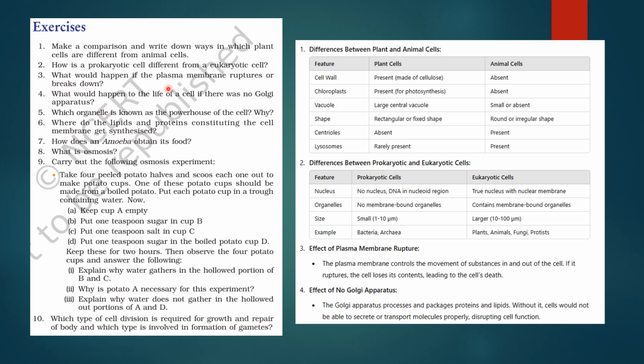Next is what will happen if plasma membrane ruptures or breaks down. तो क्या होगा जी, plasma membrane in and out substances को move कराती है cell से, ठीक है। तो अगर ये rupture हो गई तो cell will lose its contents, तो क्या होगा, cell death हो जाएगी, right। Fourth is अगर Golgi apparatus ना हो तो क्या होगा, ठीक है। It processes and packages proteins and lipids, so cells will not be able to secrete or transport molecules properly, so this will disrupt the cell function, correct.